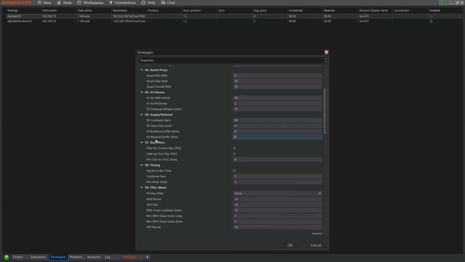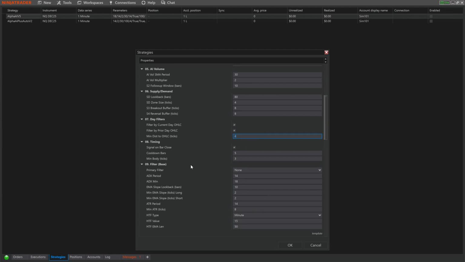And then we have filters. We can filter by current day high and low, and previous day high and low, and also what is the minimum distance to the previous day high and low or current day high and low to consider a signal. And then we have signal on bar close, which you should keep on all the time. If you uncheck this, the bot will take trades depending on each tick. It's going to be very noisy, so I suggest making it on bar close.